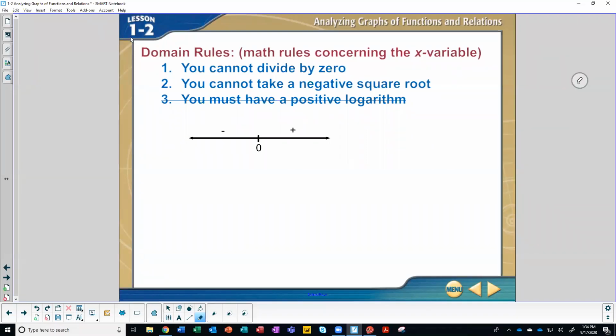All right, lesson 1-2. We're going to go over some more domain, and specifically, I'm going to talk about how to define domain using algebra only. So there's a couple rules with mathematics. You can call this math rules, and it's this. You cannot divide by 0, and you cannot take a negative square root.